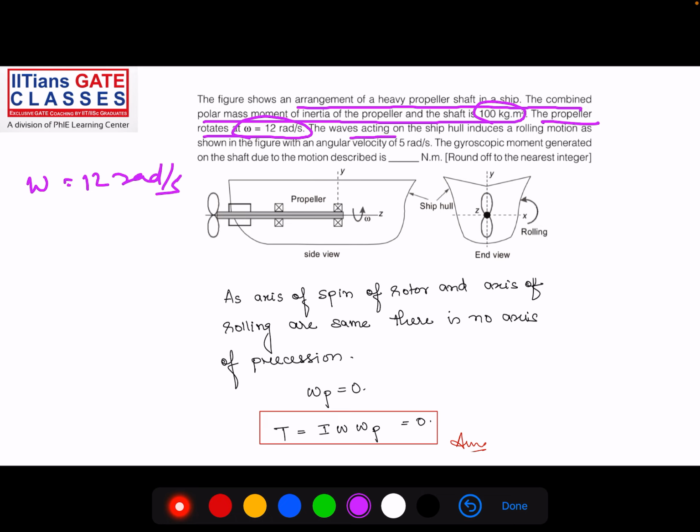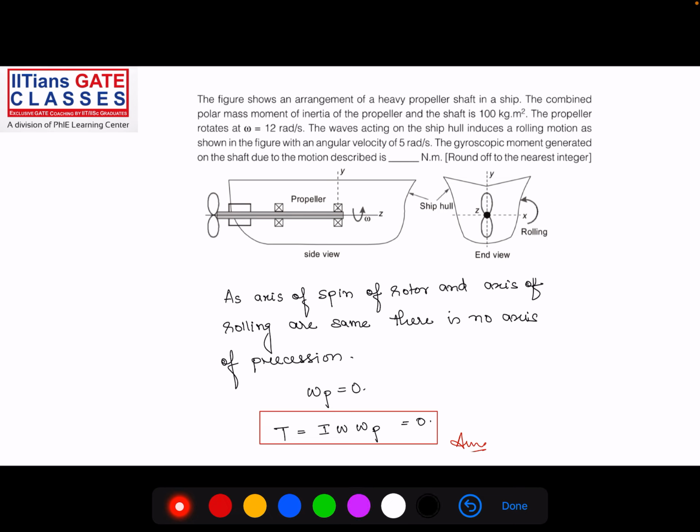The waves acting on the ship hull induce rolling motion, shown in the figure. So this is how the rolling motion is happening, with an angular velocity of 5 radian per second. The angular velocity of the rolling motion is 5 radian per second. The gyroscopic moment generated on the shaft due to this motion is being asked, right? So what is the formula for gyroscopic moment?